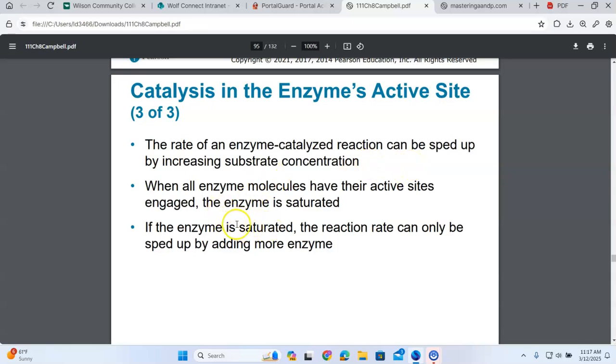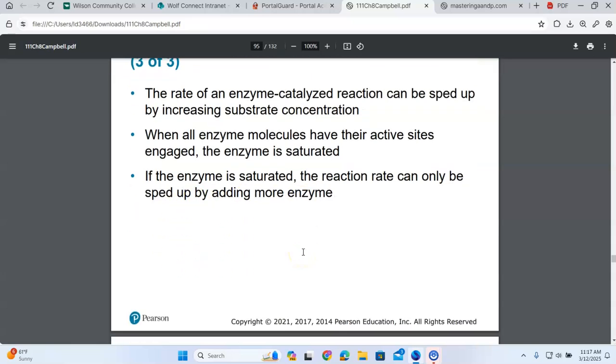Whenever we have increased the amount of substrate, and the enzymes that are available to react with the substrate are all bound to substrate, we say that their active sites are all engaged. We say that the enzyme is saturated. So if the enzyme is saturated with substrate, adding more substrate will not increase the rate of the reaction, but adding more enzyme will. Now, this is one of your homework questions. So if your enzyme is saturated with substrate, you can't increase the rate of the reaction by adding more substrate, but you can speed up the reaction by adding more enzyme.